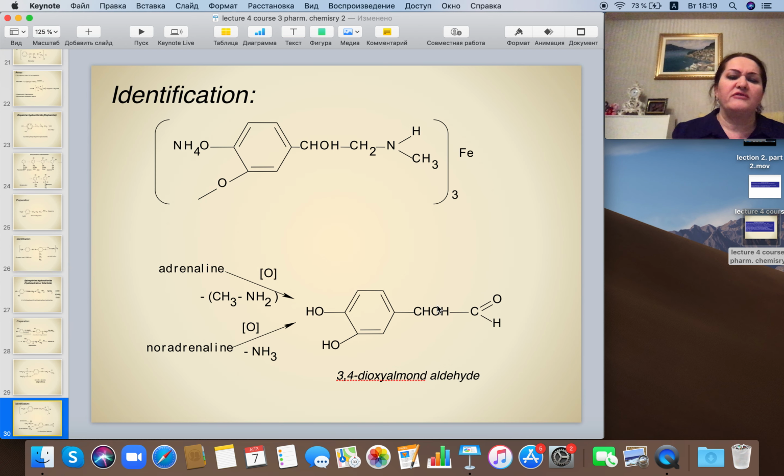When we speak about identification, the colored reaction with ferric chloride is also used, forming a complex with iron which has a green color. And adrenaline and noradrenaline also oxidize in the organism, and adrenaline loses methylamine, but noradrenaline or norepinephrine loses ammonia, and at the end of the reaction forms dihydroxyaldehyde.